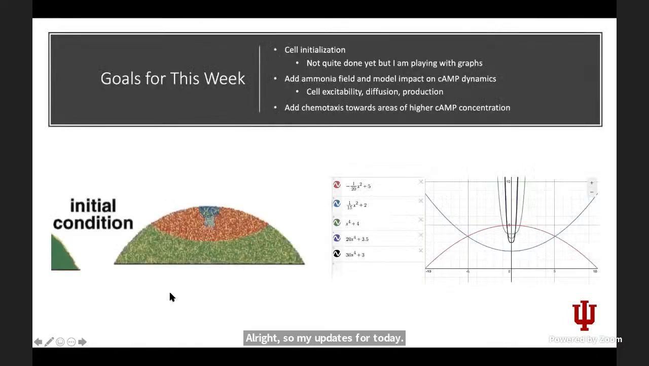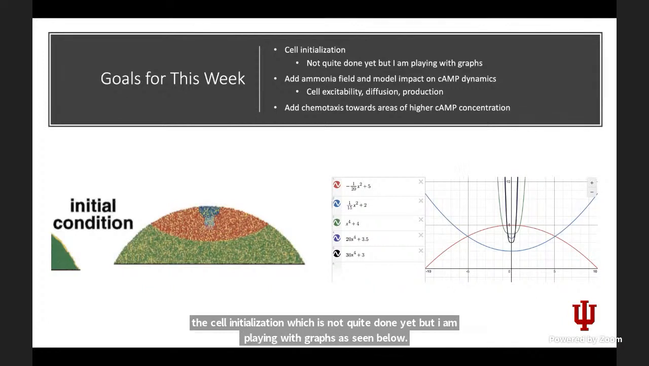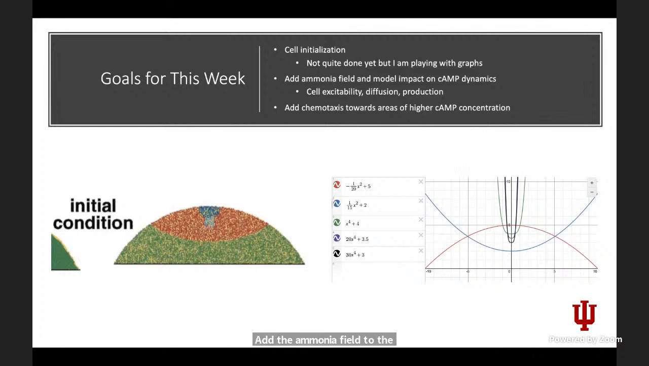My goals for this week were to finish the cell initialization, which is not quite done yet, but I am playing with graphs as seen below. Add the ammonia field to the model, which impacts cyclic AMP dynamics. So basically add another chemical field to my model, which impacts cell excitability, diffusion, and production of ammonia, which I accomplished. And add chemotaxis towards areas of higher cyclic AMP concentration, which was also accomplished. So, a threefold update.